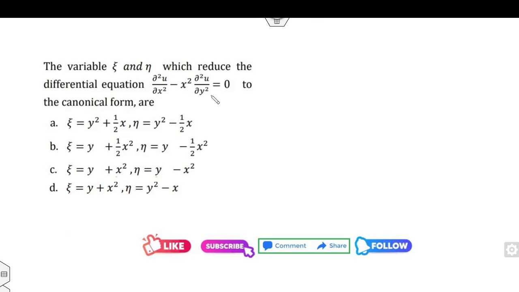Look at this another one. The variable which reduces this to the canonical form.